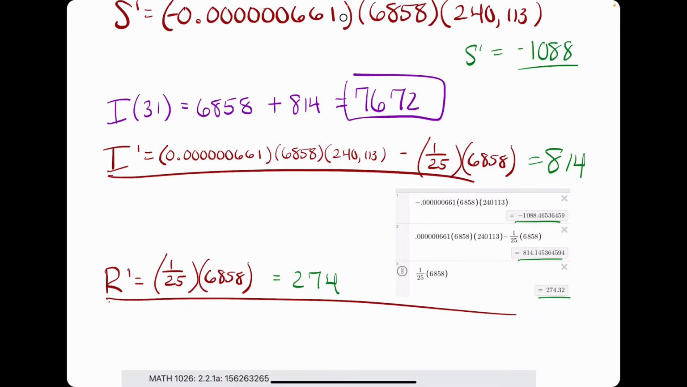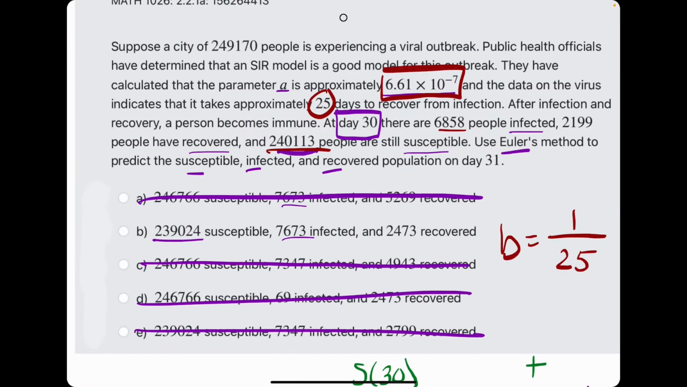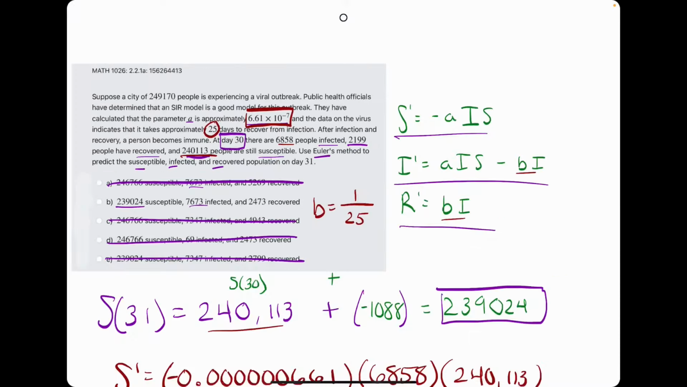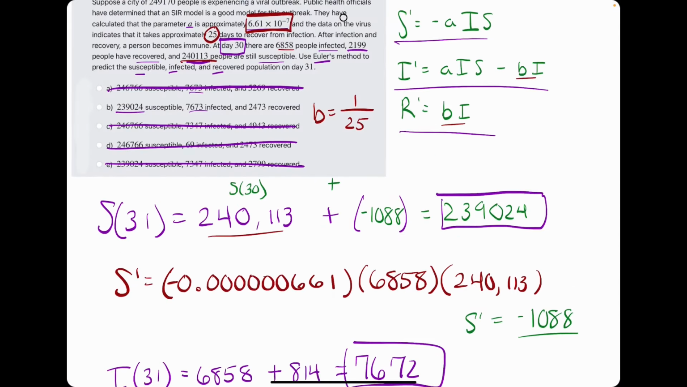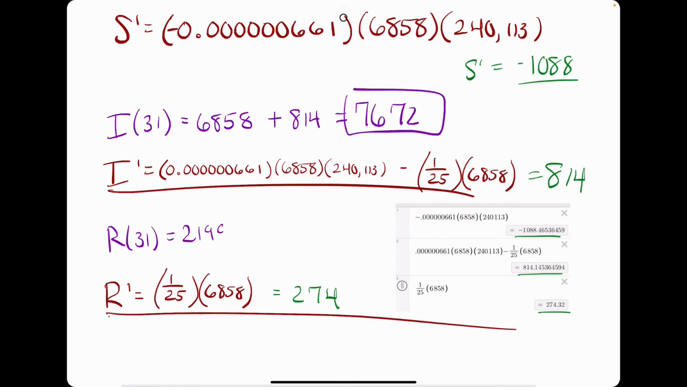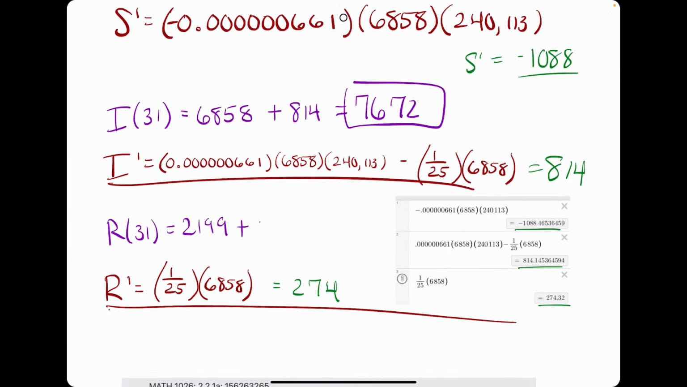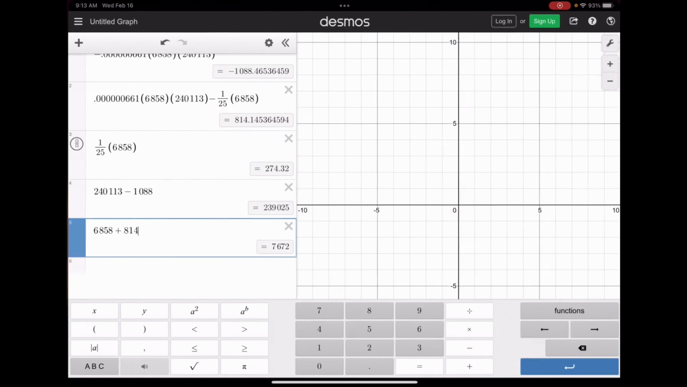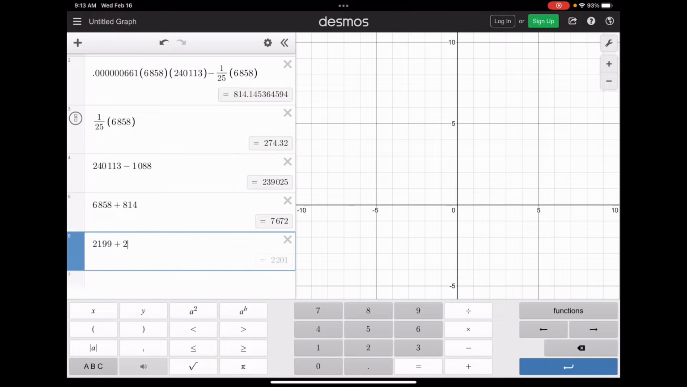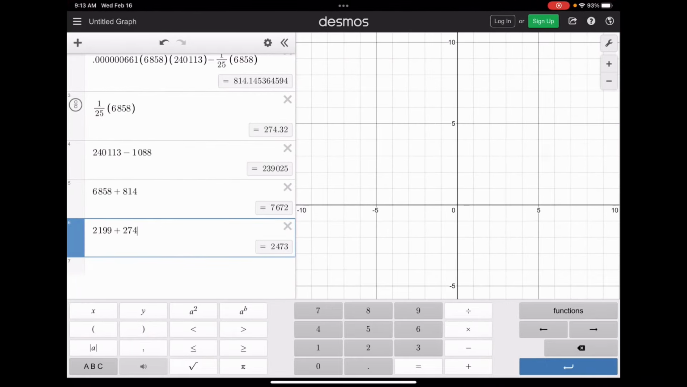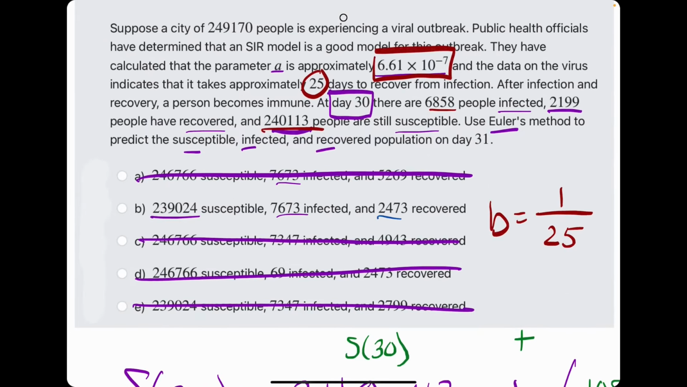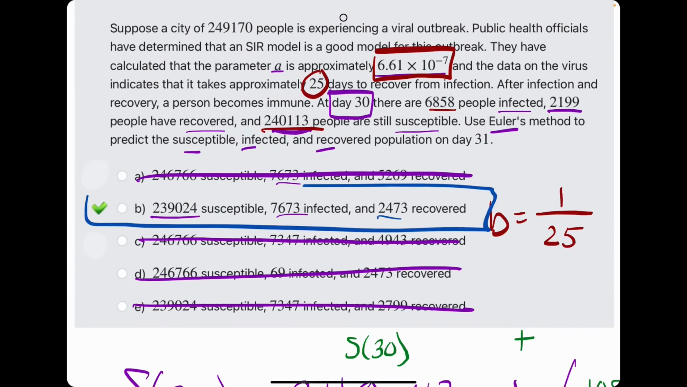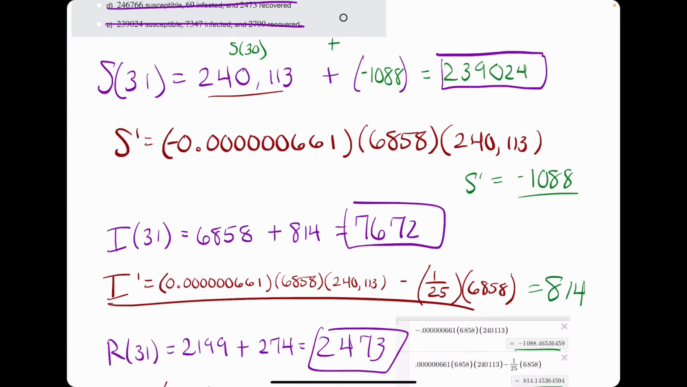Let's go ahead and show this last bit, though. The number of recovered we hadn't used yet, but that's 2199. And so R at day 31 would be 2199 plus the 274, the rate of change in recovered. So 2199 plus 274 would be 2473. All right, let's see if we have an answer. 2473 looks good. Break out the eraser to see that B is our answer.